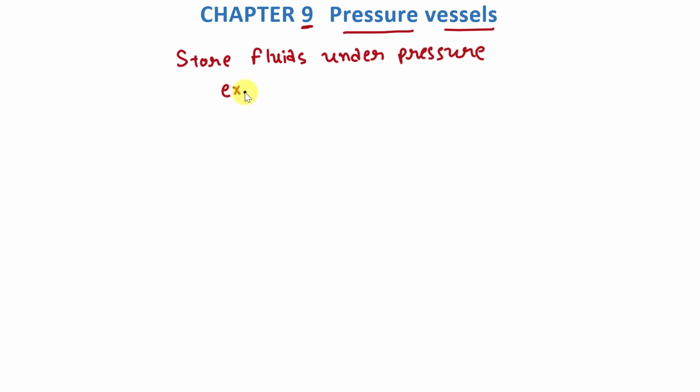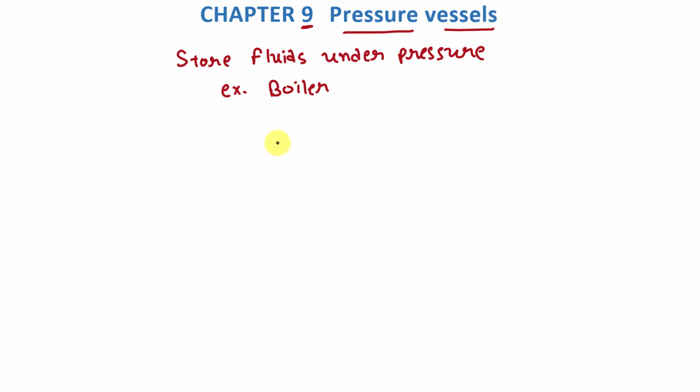Here you can take example of boiler. In the boiler we know that we store fluid which is under high pressure, and that boiler is also called as pressure vessel. So in this chapter we will discuss types of pressure vessels, then we will discuss stresses and strain in the pressure vessels, and we will also see how to design these pressure vessels. Means we will understand how to find thickness or diameter of these pressure vessels.